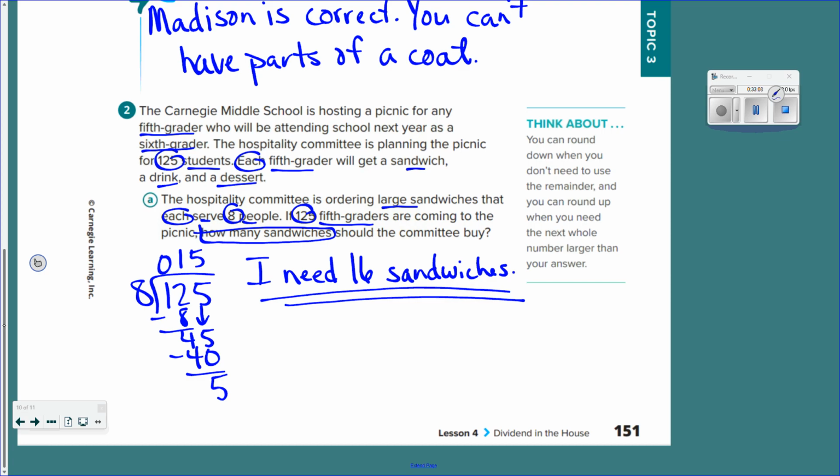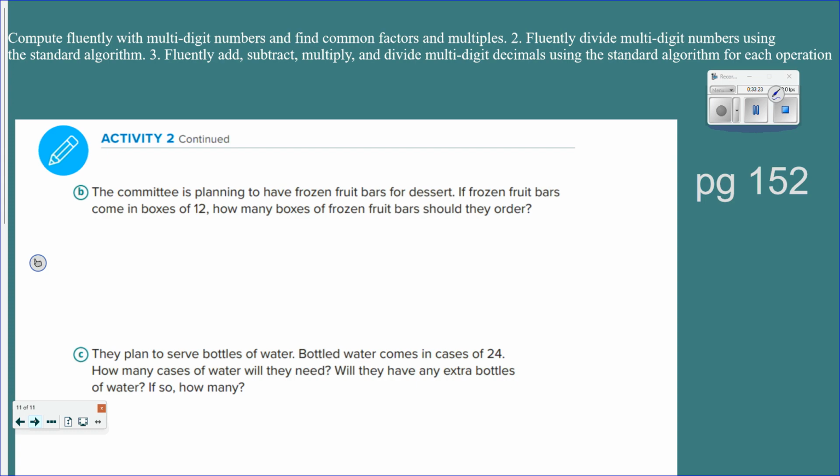How many extra slices would I have? 3, because I need 5 of the 8, right? I need 5 more of the 8 to feed everybody. That means there will be 3 slices left over. Okay, hold on.